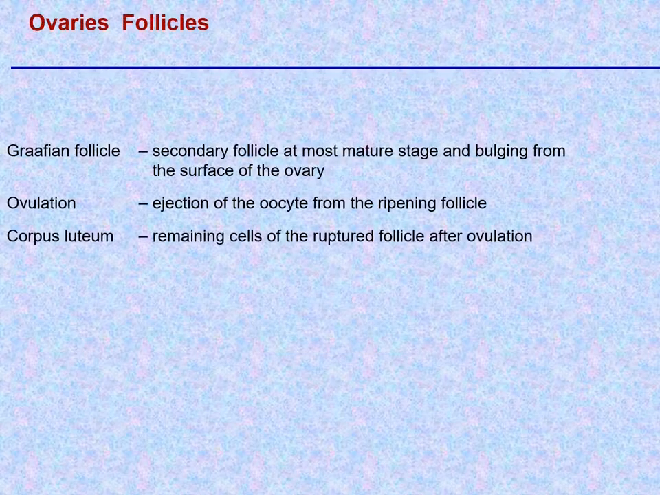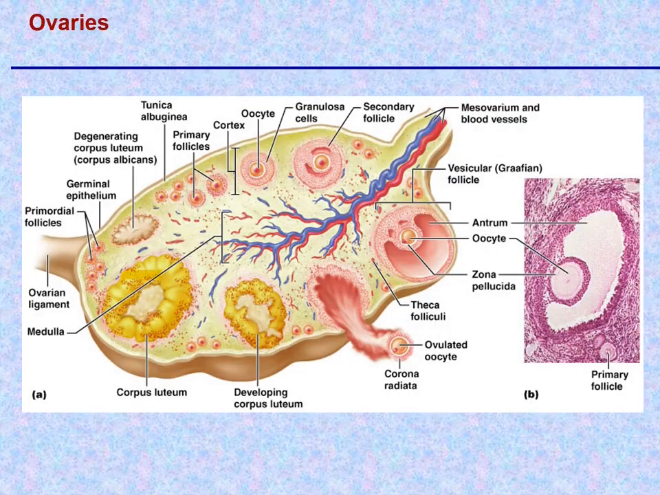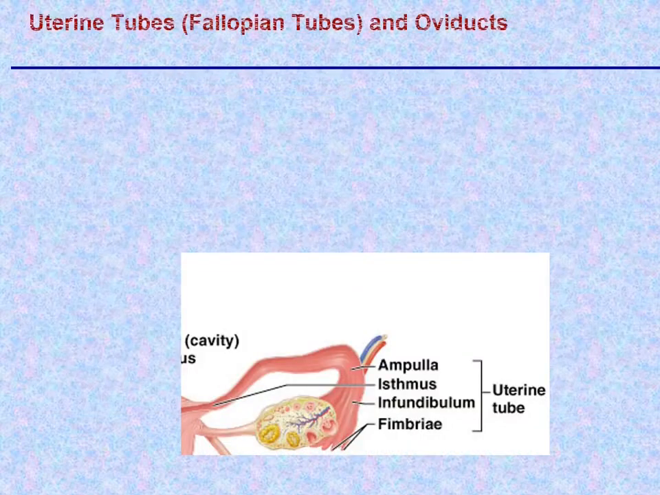And then you get to the Graafian or vesicular follicle, which is ready to burst, and you have ovulation as the ejection, the rupturing right through the wall of the ovary, right to the outside, and release of a oocyte. And the cells that remain behind, which were the granulosa cells of the wall of the maturing follicle, become a corpus luteum. And here you see that corpus luteum right there.